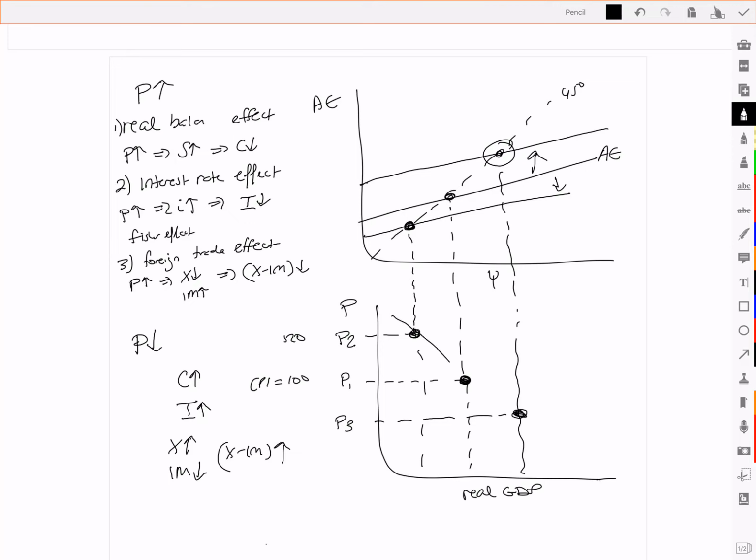And so if you connect these dots, you've actually created the downward sloping aggregate demand curve. And it comes from the fact that when prices go up, autonomous spending decreases, and when prices go down, autonomous spending increases. We have the real balance effect, the interest rate effect, and the foreign trade effect.